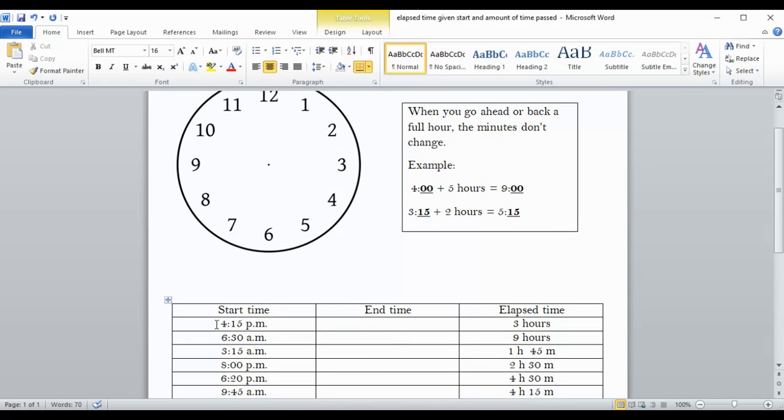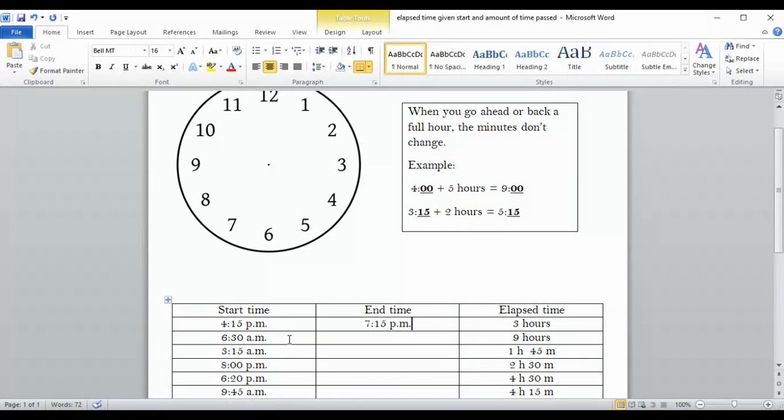If we start at 4:15 and we go ahead 3 hours, that's how much time has passed. What will the end time be, or what time will it be then? So at 4:15, we go ahead 3 hours. So we would go from 4:15 to 5:15, 6:15, 7:15. 1, 2, 3 hops. So our end time would be 7:15. And since we did not go past 12 o'clock at all, we're still going to be at p.m.